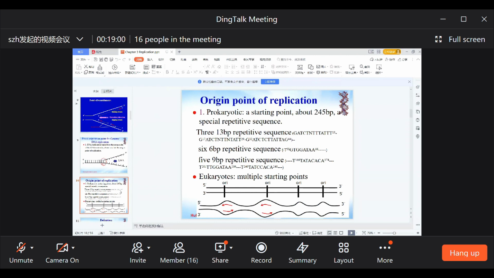You can see here another repeated sequence. You can see GATCTNTTNTATT. And another one, you can see TATCTCTTATTAG, like this. And another kind of repeat, you can see 6 base pair repetitive sequence. You can see TGTGGATTATAA. And another one, you can see 9 base pair repetitive sequence.